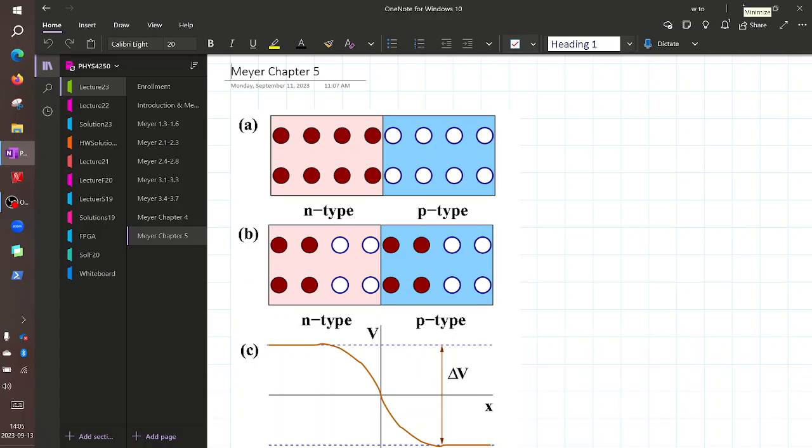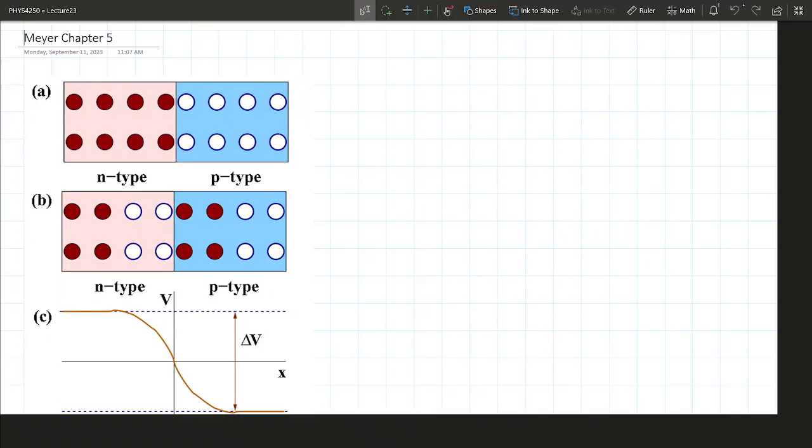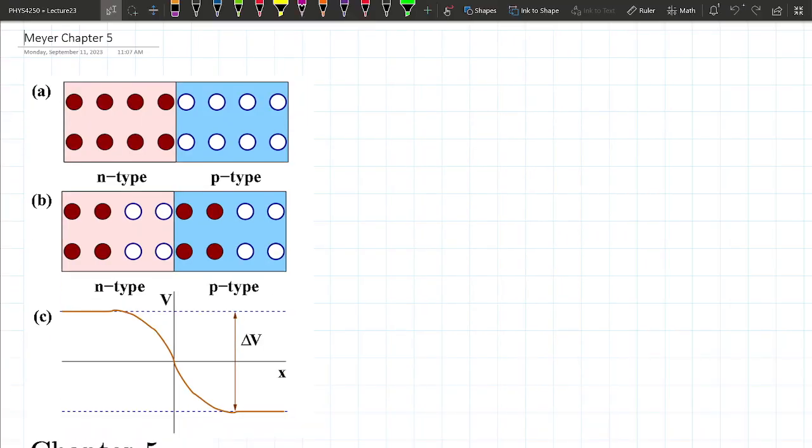Okay, so remember last time, let me maximize this, right? We learned about this thing called a diode. What is a diode made of? Yeah, a p-type semiconductor and an n-type semiconductor stuck to each other, right? So that's what this is.